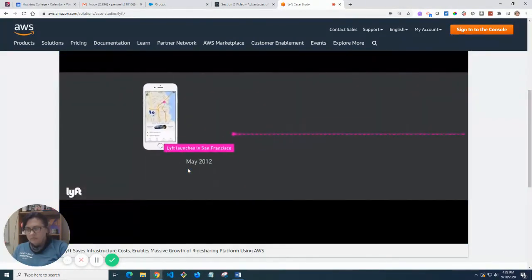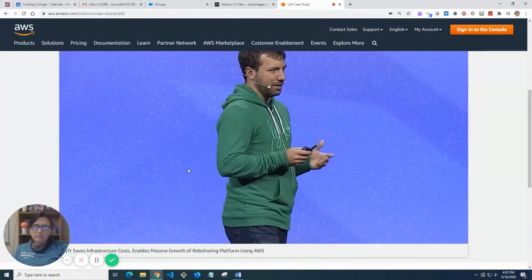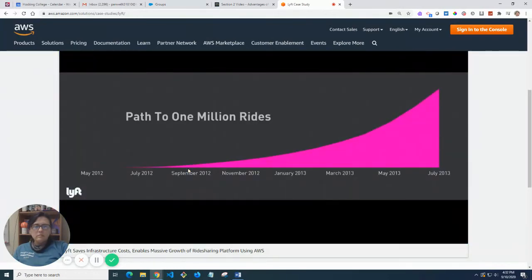So fast forward a year, we had our first big milestone as a company, 1 million rides completed. San Francisco was going like crazy. We had launched Los Angeles and a few other cities, and things were just taking off. You can get an idea of what that growth looks like by looking at the first 15 months here with our path to 1 million rides. And this has continued for the last 4 years.